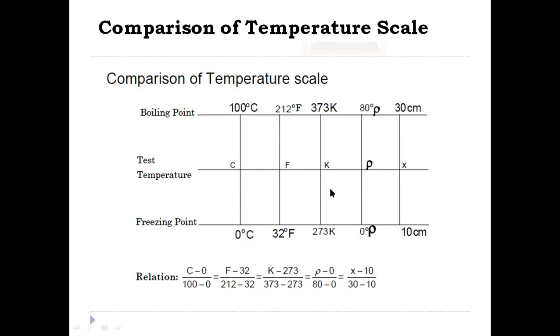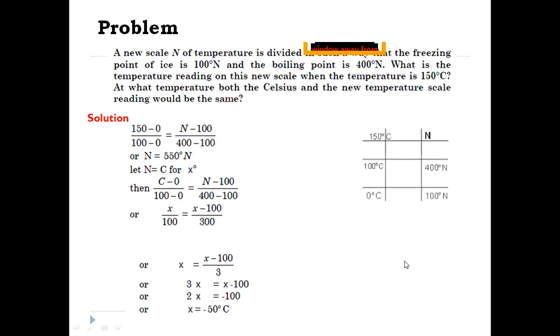So we have to compare these scales with another new scale. We have to use the same relation here. Rho minus 0 divided by the difference between the number of divisions, that is 80 minus 0. Similarly, x minus 10 divided by the difference between the divisions, 30 minus 20. So this is the relation we have to use.